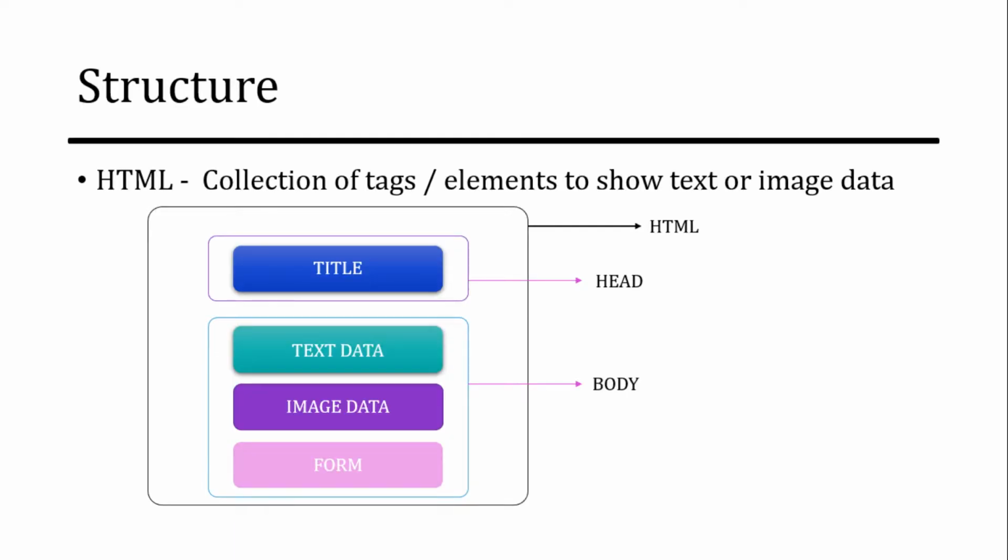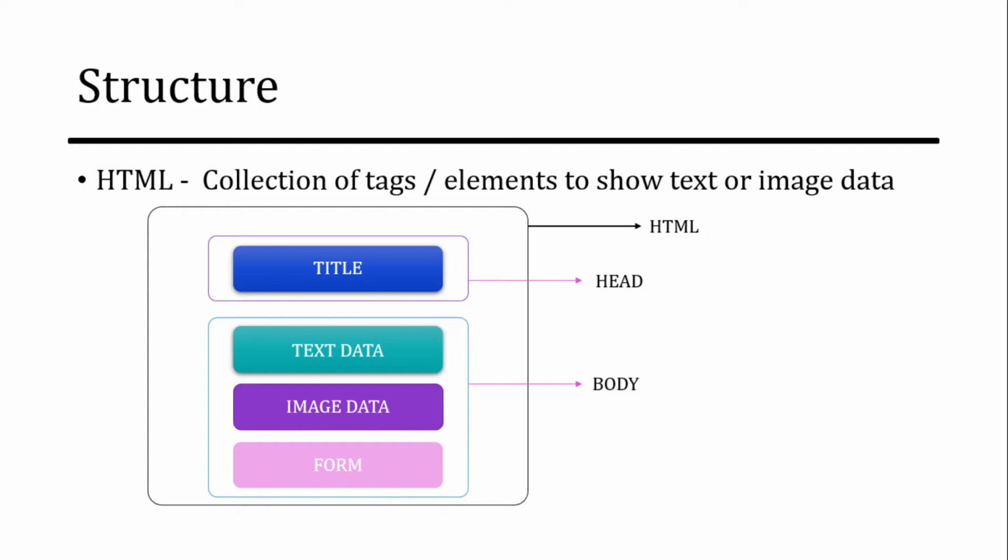Now let's look at the structure of an HTML document. An HTML document is a collection of tags, elements to show text or image data. As we see in this structure, the outermost box is the HTML document, which represents the entire document. Within the HTML document, there are two parts, that is the head and the body. The head consists of the title, which is the title of the document within the web browser.